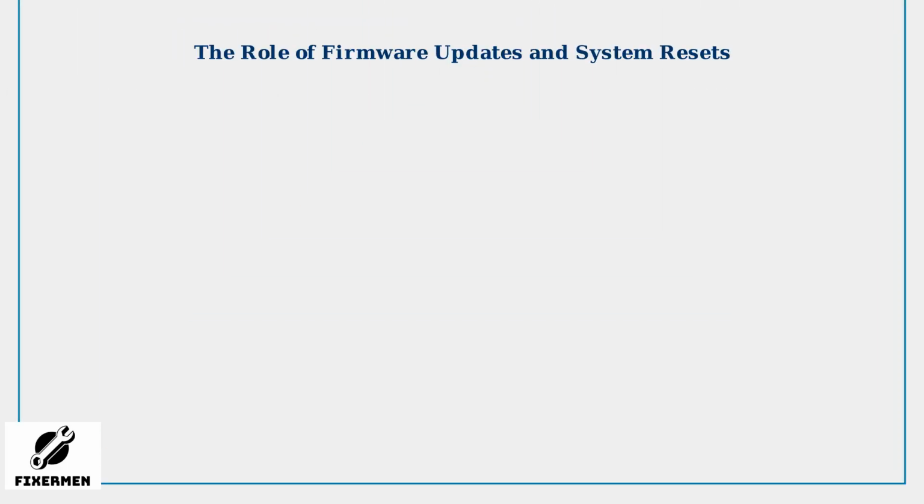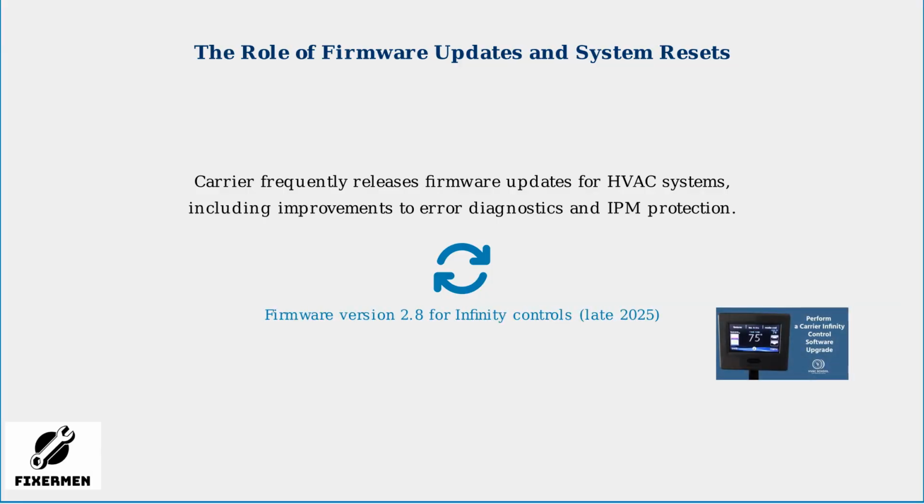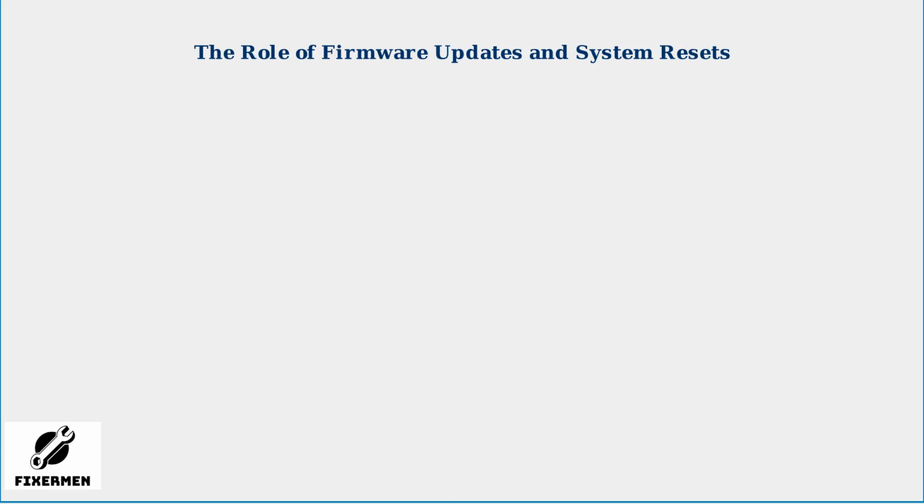Carrier frequently releases firmware updates for its HVAC systems, including improvements to error diagnostics and IPM protection. Ensure your system has the latest firmware installed to benefit from these enhancements. Firmware version 2.8 for Infinity controls, released in late 2025, includes enhanced diagnostics for P0 events and allows remote monitoring.